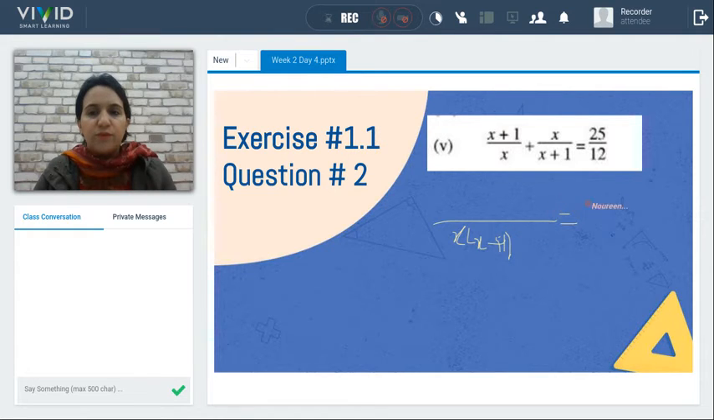x into x plus 1 is equal to 25 by 12. The right side remains the same. And for the numerators, what do we do? We are going to divide this LCM by the denominators. What is the denominator over here now? The denominator is x. If we divide the LCM by this, we will be left with x plus 1.